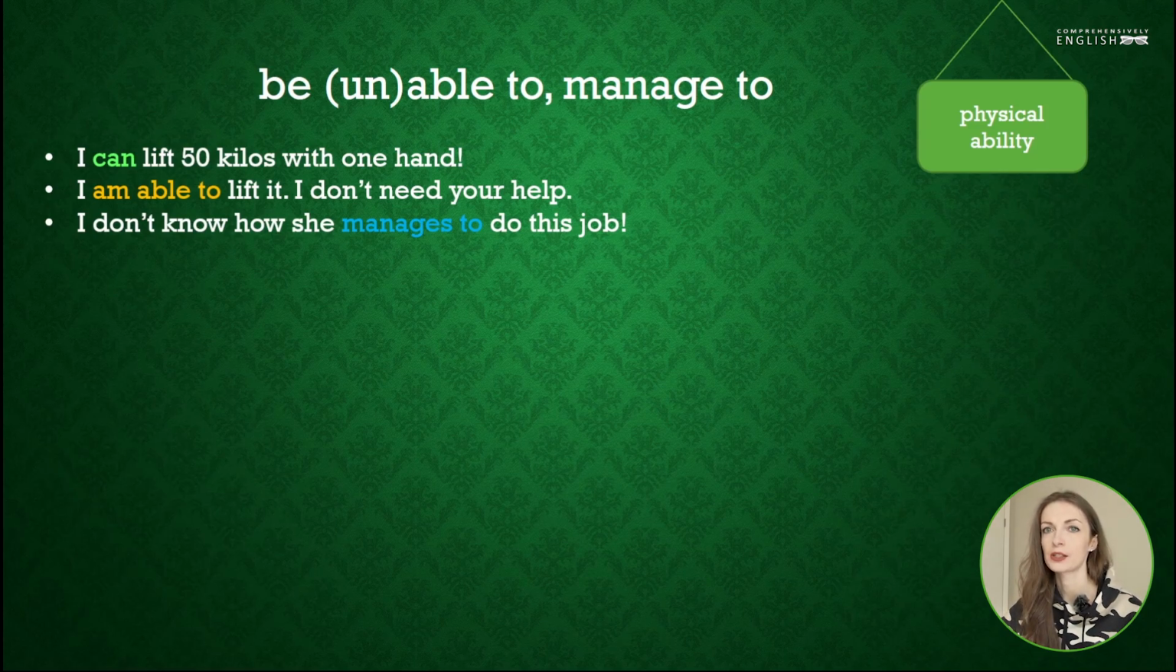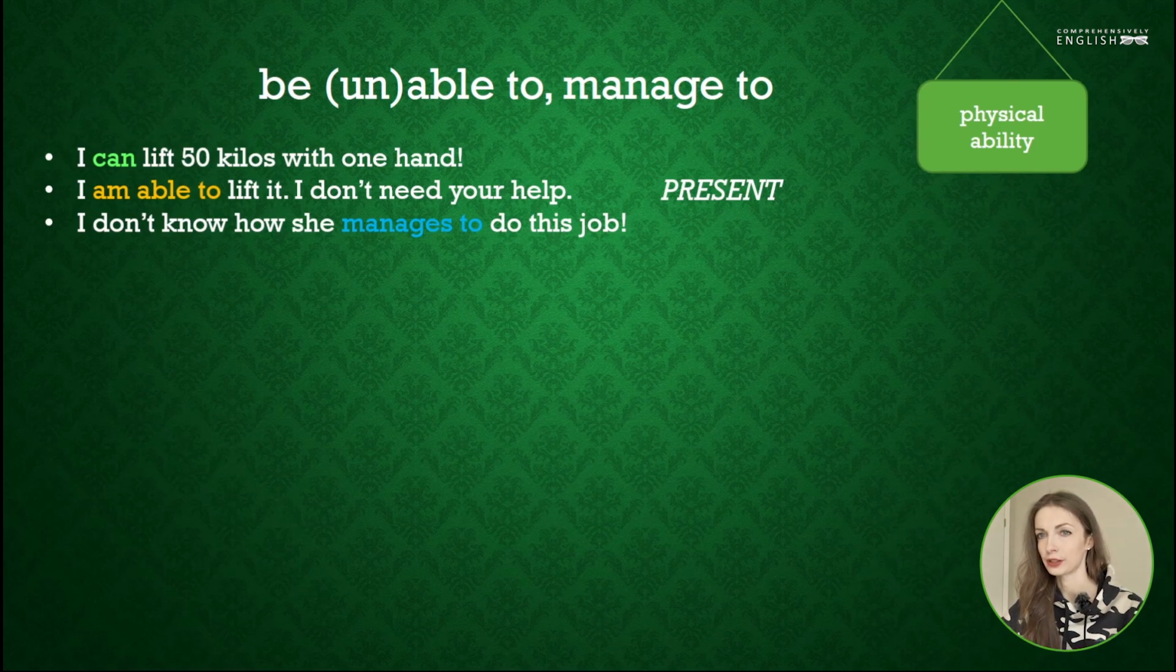These three sentences are in the present, but each of them expresses a little bit different shade of ability. I can lift 50 kilos is my general ability. I'm strong enough and I can lift 50 kilos. That's my permanent physical characteristic, let's say so.